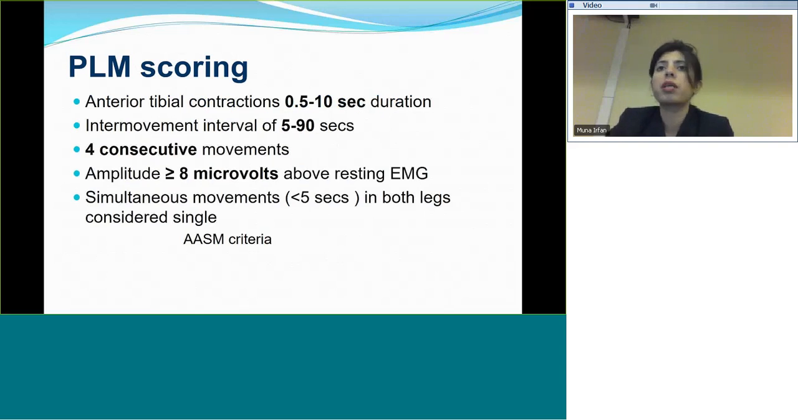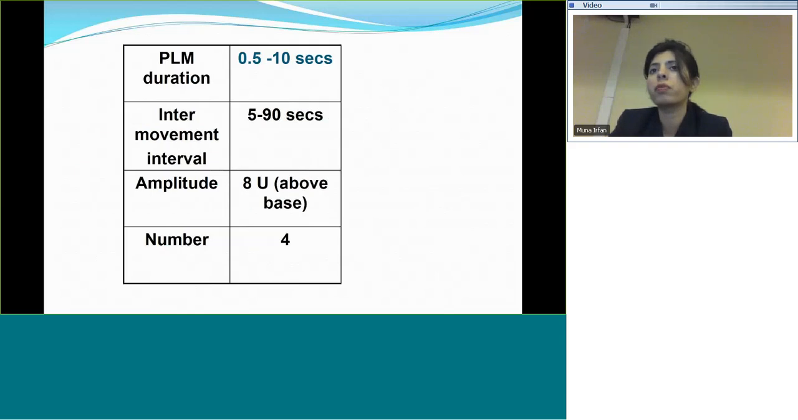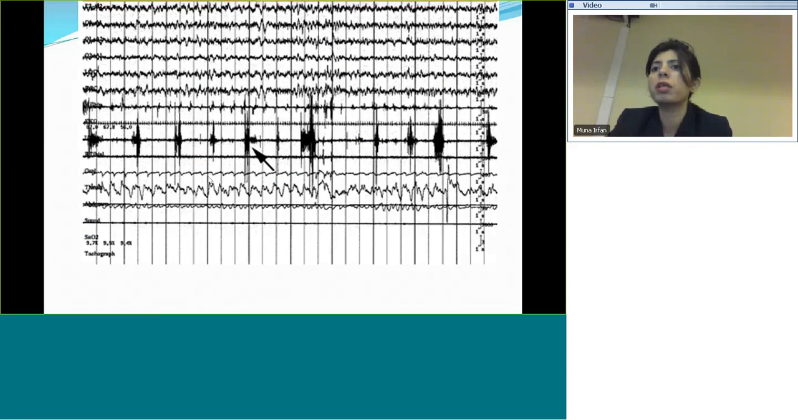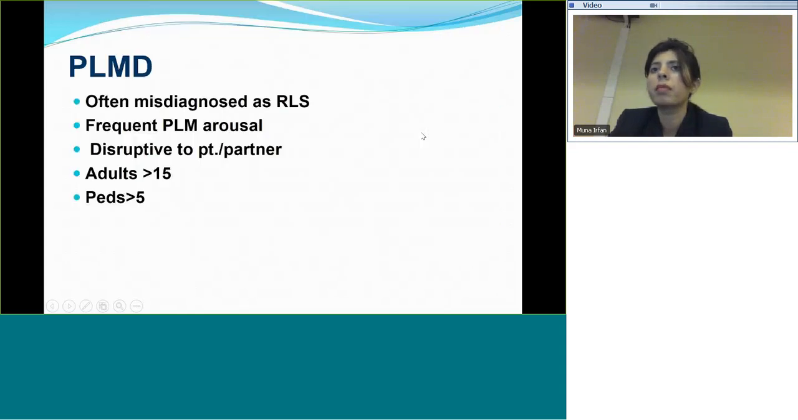And this is just going through criteria for PLM scoring. I think I'm going to skip that and move on to the management portion. So this, I'll just briefly go through. This is a classic example of what a periodic limb movement looks like on this sleep study. This is a leg EMG lead, and you can see that there are certain criteria in terms of how much should be the magnitude and the interval in between. But you can see that the movements are fairly similar, and they have a periodicity to them.